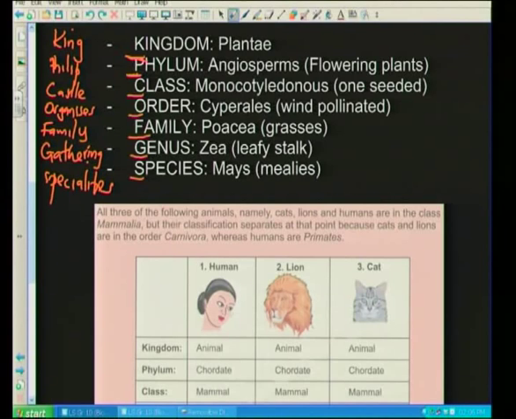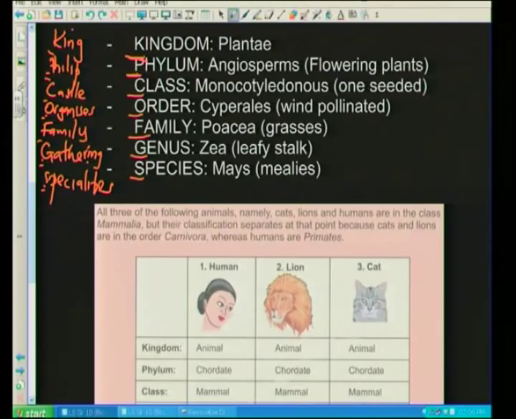So let's see, KPCOFGS. If I say King Philip's Castle organizes family gathering specialities, and you look at the first letter of those words, the K will stand for kingdom, the P for phylum, C for class, O for order, F for family, G for genus, and S for species. Now these key letters can be used as a mnemonic. King Philip's Castle organizes family gathering specialities. If you remember it that way, you will know the order of the 7 taxonomical levels.